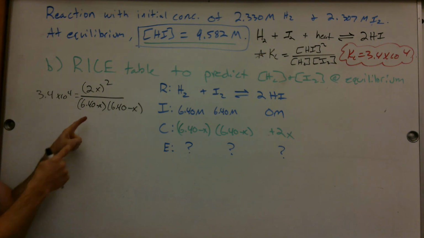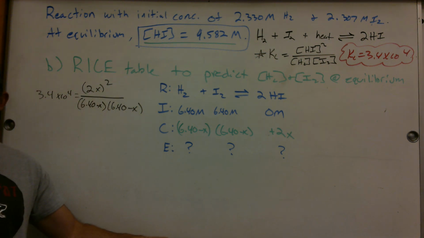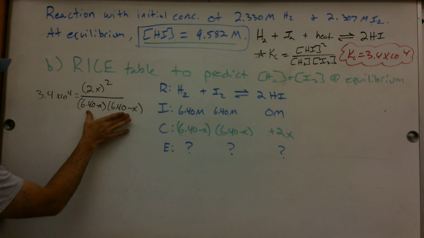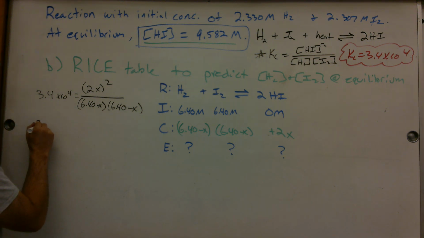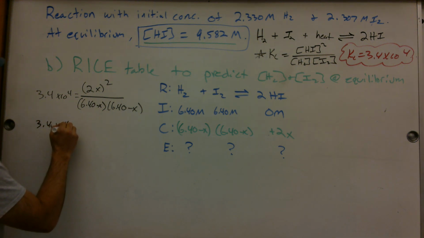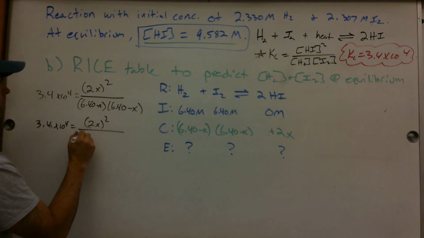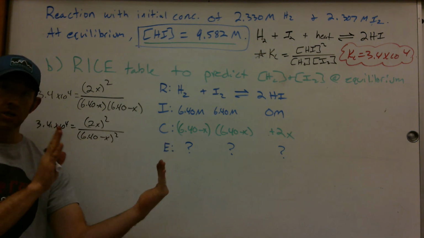Now, there's lots of places where that x pops up. That's why we have to use a little bit more involved algebra to solve for x. But we can use algebra to solve for x. So first of all, this times this is the same value as that. So I'm going to rewrite this one more time: 3.4 times 10 to the 4th equals 2x squared over 6.40 minus x squared, right? That simplifies our expression a little bit.